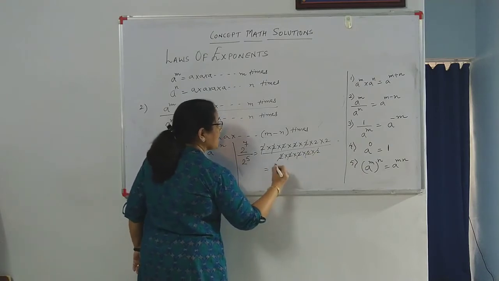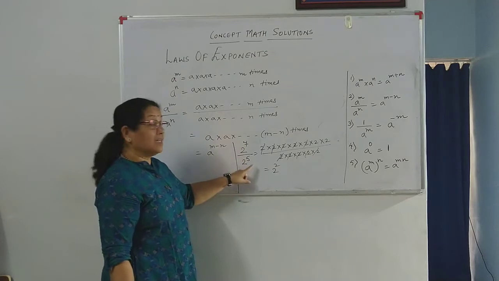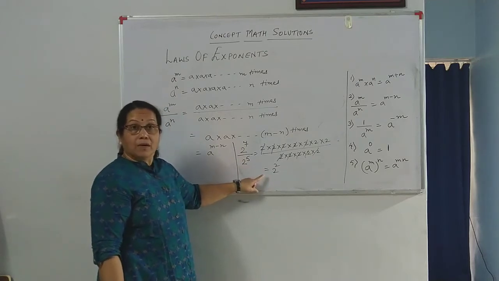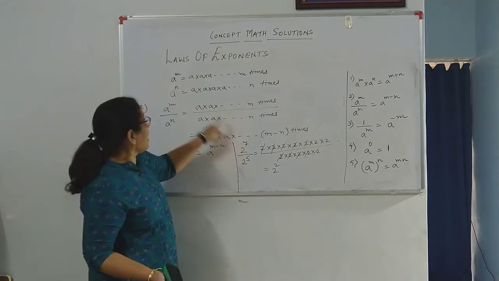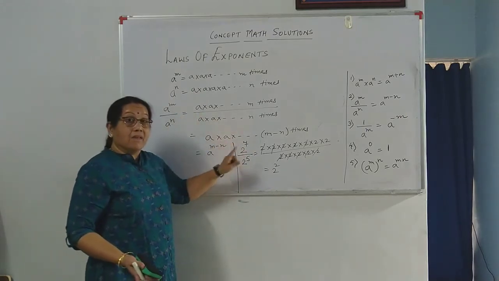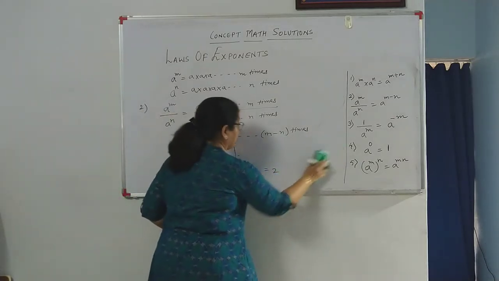Right? And what will remain is 2 to the power 2. Yes? That is 7 minus 5, 2 to the power 2. Right? That's one example. And suppose here I have taken m to be larger than n. Now I will take n to be larger than m, and then let's see what happens.